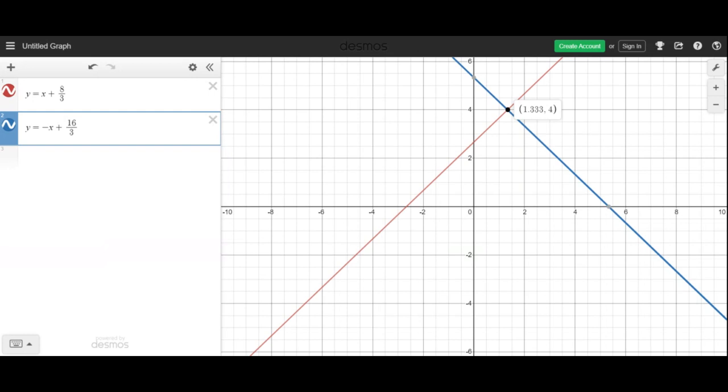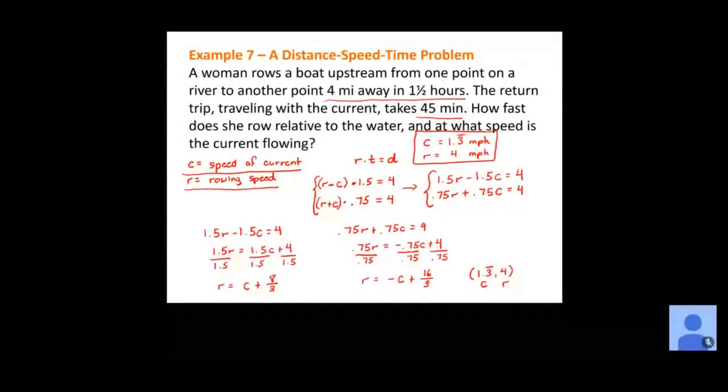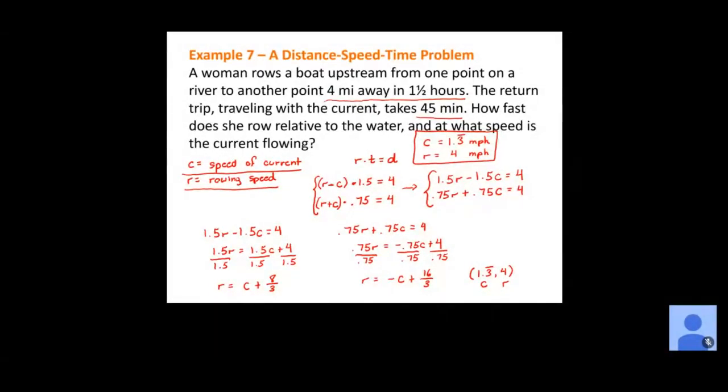Now, just know, oh, sorry, let me go back to my notes. I forgot the graph was up there. There you go. Okay, so notice I just put over here C equals 1.3 miles per hour, R equals 4 miles per hour. That is the actual answer I'm looking for. So always go back, think about your units, especially in these contextual problems. Make sure you list out what those two things are. But again, as long as you define your variables up front, then I know that C represents the speed of the current. I know that R represents the rowing speed, so you don't have to put that in the final answer.